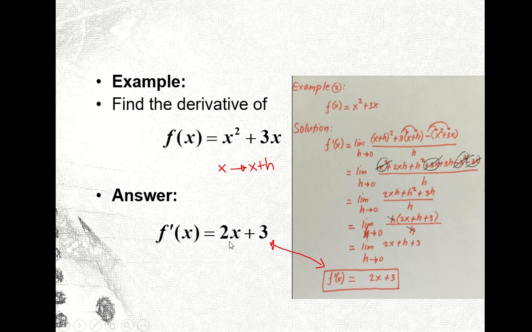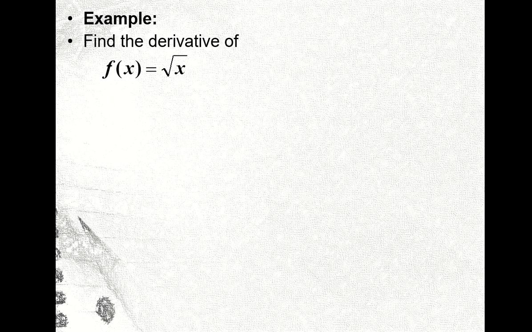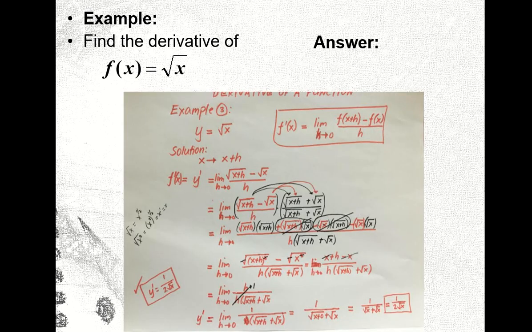Okay, so that's the second example. The third example was something like this. We are given a function that is in radical form, f of x equal to square root of x. The answer for this one is 1 over 2 square root of x. Again, this is the solution.